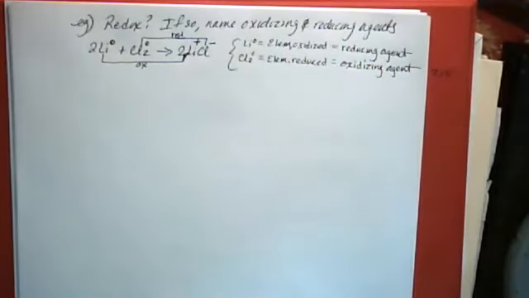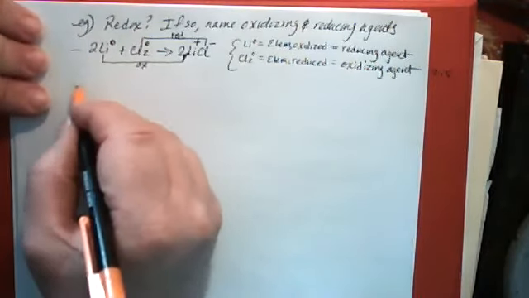So the oxidizing agent or reducing agent, they'll always be the reactants. And usually we're looking for a specific element or the compound in which the element is found. That's the reducing agent or the oxidizing agent.